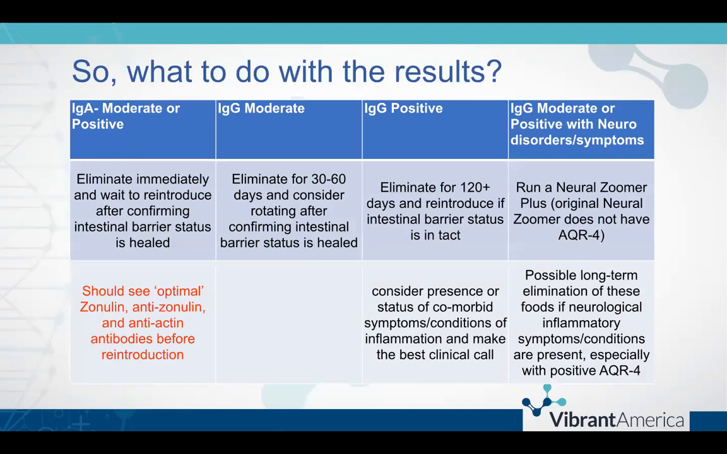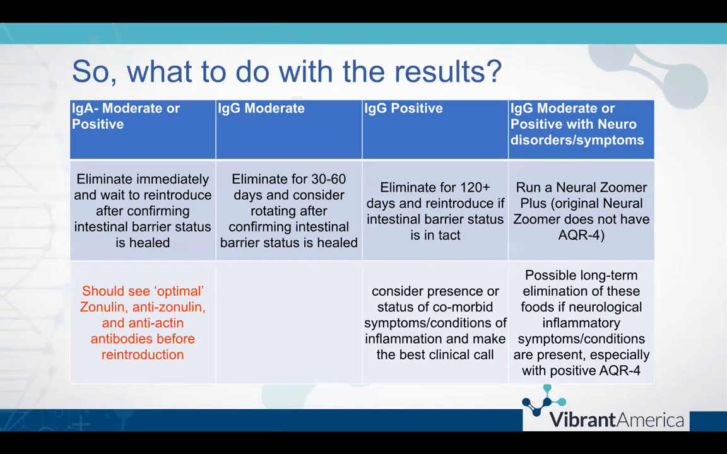So another way to look at this, if you are more of a visual learner, you can compartmentalize it this way. The same information we just covered: if you've got IgA moderate or positive, those would be immediate eliminations. Confirm the intestinal barrier is healed before reintroducing. Down here, in the far left corner, you should see optimal zonulin, anti-zonulin, and actin, as well as anti-LPS. That one's not as commonly elevated, but again, it should also be optimal.